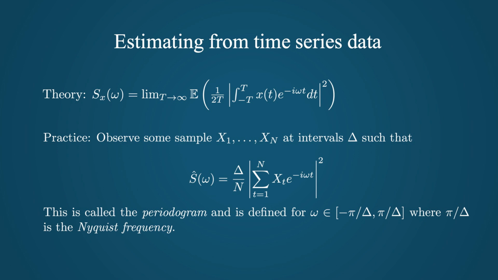So in practice, we rarely observe a continuous signal forever. We just observe a sample, often at some regular intervals. This could be measuring the temperature hourly or daily, n times. It's a time series this time, it's not independent samples. So we can estimate the power spectral density by this equation, which is called the periodogram. It's basically the discrete Fourier transform absolute value squared.